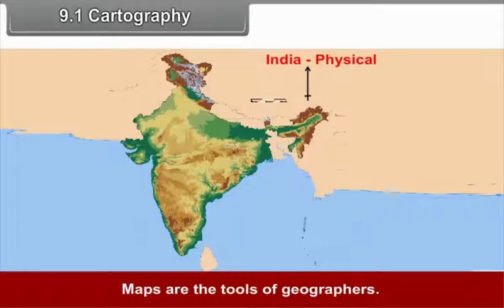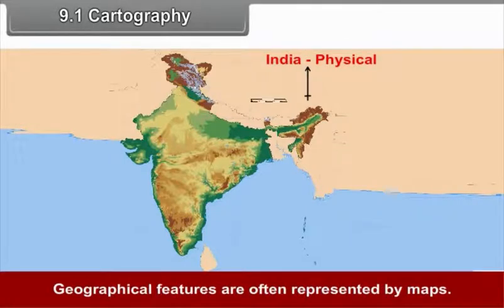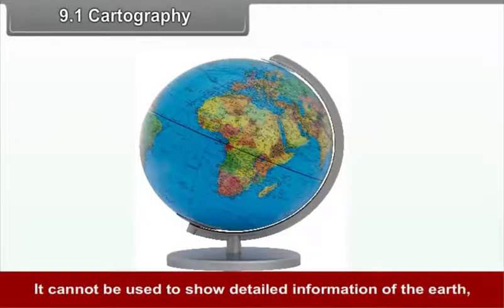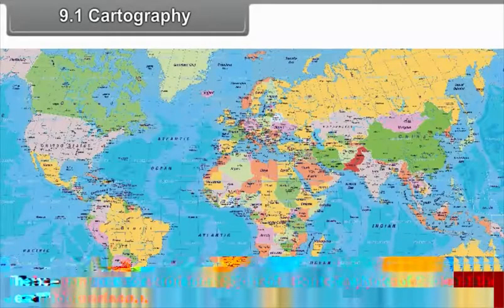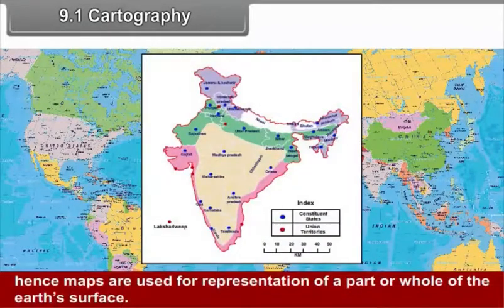9.1 Cartography. Maps are the tools of geographers. Geography can be understood well with the help of maps. Geographical features are often represented by maps. The globe is a replica of the Earth. It cannot be used to show detailed information of the Earth. Hence, maps are used for representation of a part or whole of the Earth's surface.